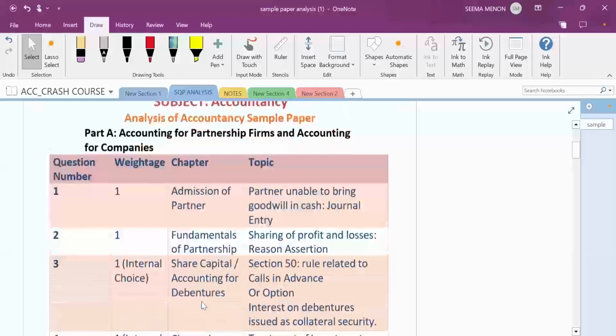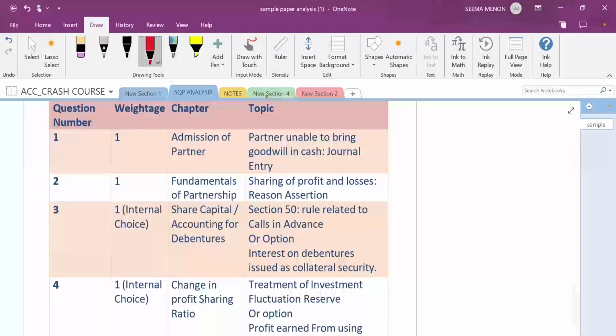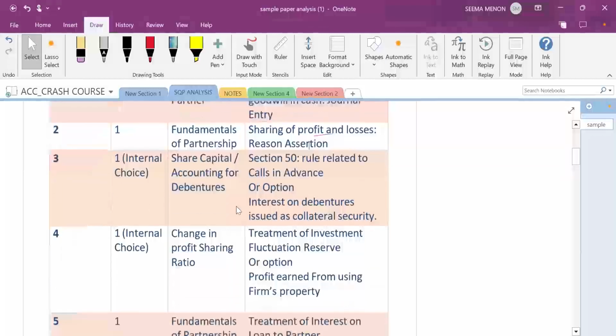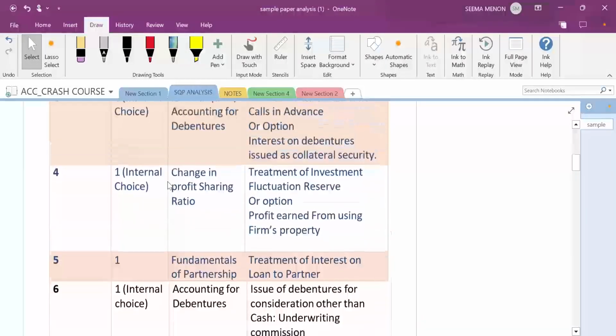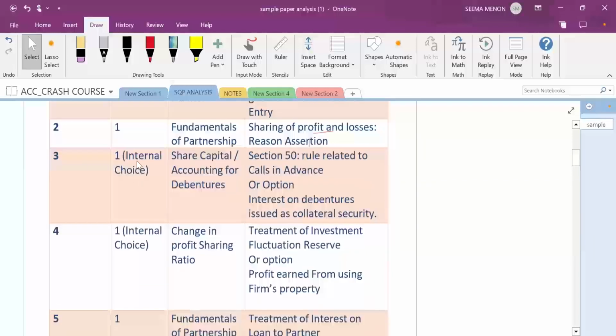It is from admission of a partner, and the topic covered is goodwill. Then again the second question is fundamentals of partnership, from profit and loss, which is an assertion reasoning question. So this way you can see the analysis on the screen. Again, the third question, with internal choice, is on share capital or debenture, either from the share capital chapter or from debentures. It is purely a theory question.